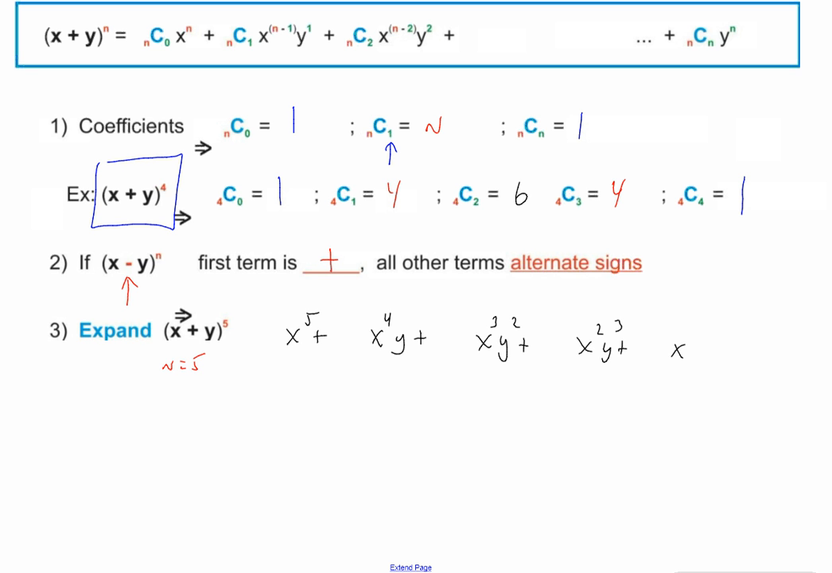Then I'm at x, y to the fourth. And finally, I'm at y to the fifth. Pattern. It's just a pattern.